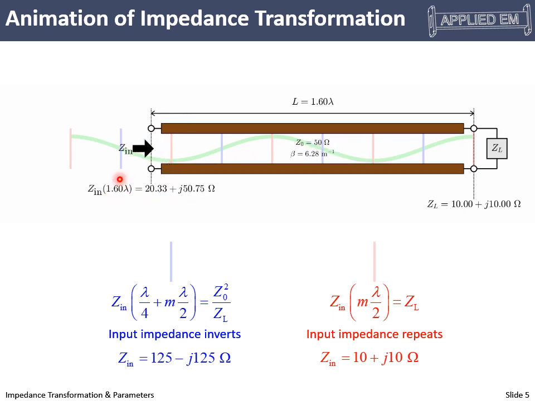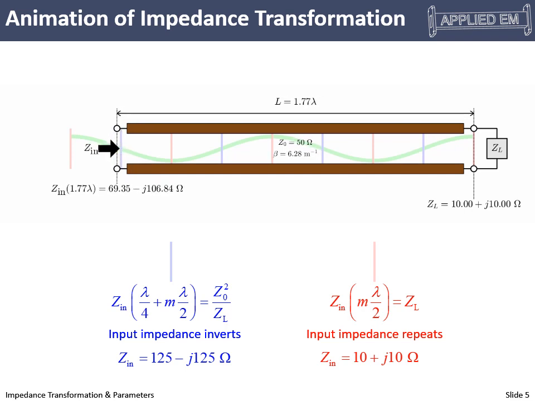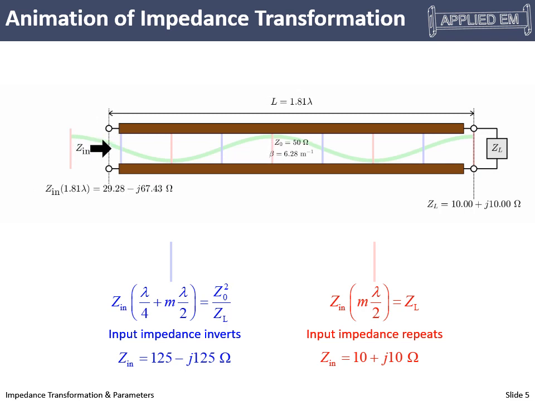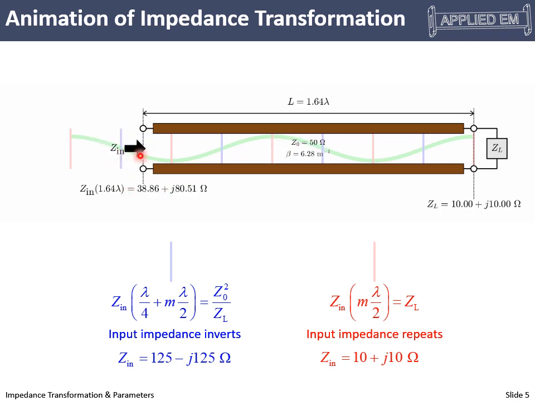And this number here is how far behind the load we are in terms of wavelength lambda. And in this case, that lambda is the wavelength on the line, not the free space wavelength. So I didn't include that sub-naught, sub-zero subscript. So we're always showing what the input impedance is looking from here forward.